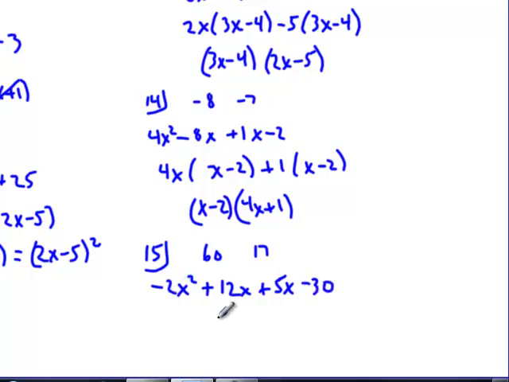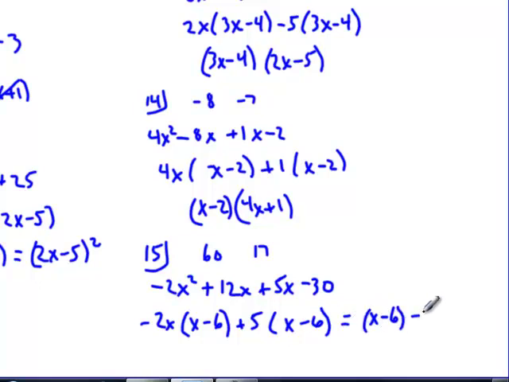We're all human. Out of this first group, I don't like that being a negative there, so I'm going to take a negative 2x out of there, leaving me with x minus 6 since I took a negative out of there. I want to be left with an x minus 6 here. If I take a positive 5 out of here, that would also leave me with x minus 6. And my answer would be x minus 6 times negative 2x plus 5.